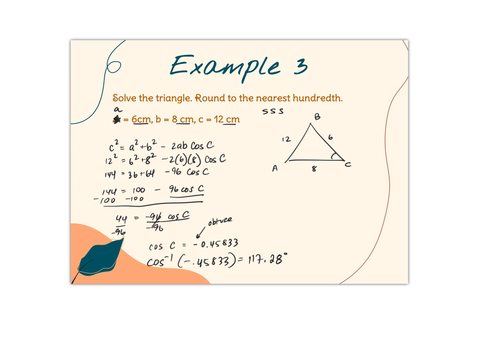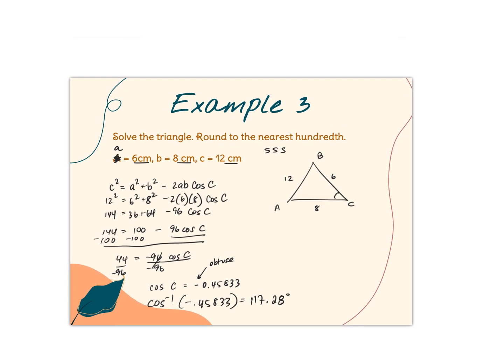Okay, so again, when we're solving this triangle, we're trying to get angle A, angle B, and angle C. We just got angle C, right? And we have little a, little b, and little c. So what we need now is angle A and angle B.